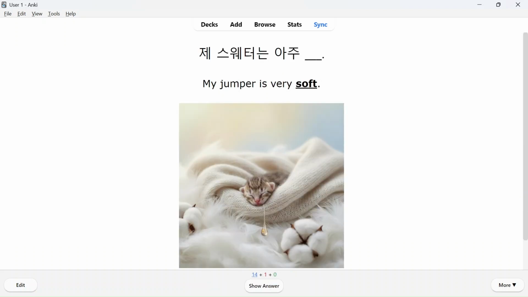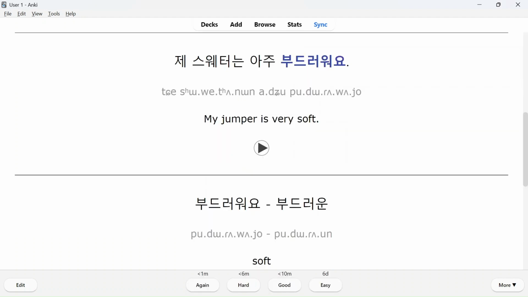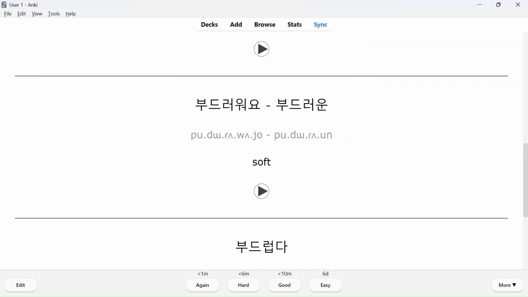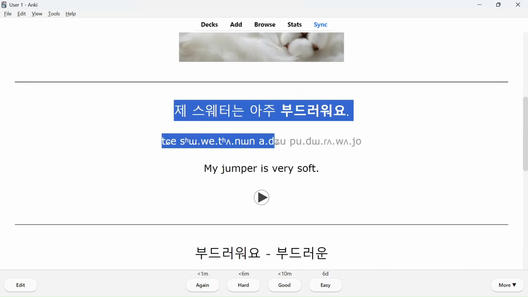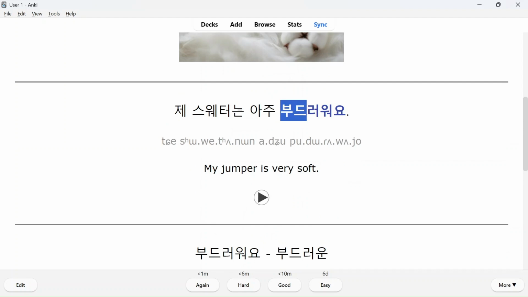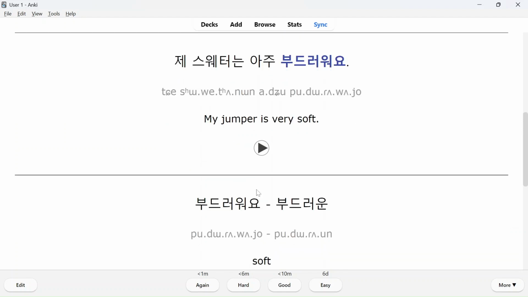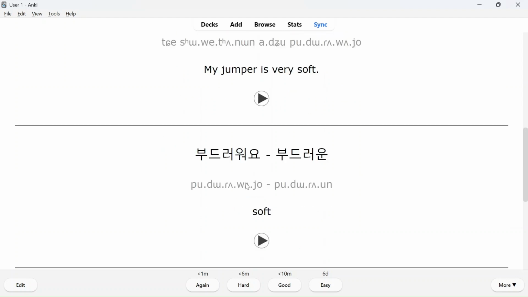Next one. My jumper is very soft. How do you say soft? 제 스웨터는 아주 부드러워요. 부드러워요. 부드러운. 부드럽다. Great. So we notice we have the sentence area. See the correct word over here, and you can notice the ending. It's the polite form ending. The polite form ends with the yo.